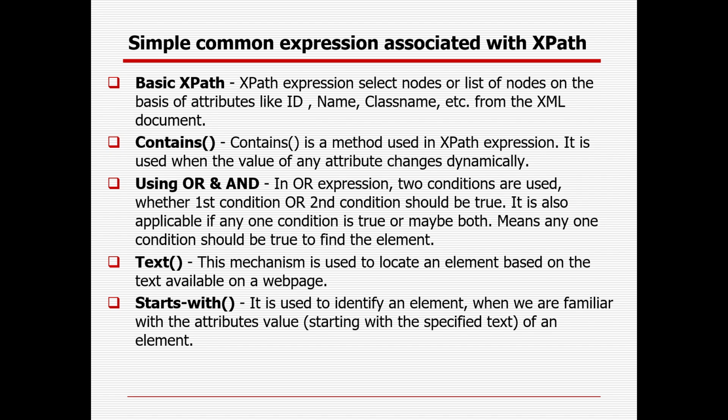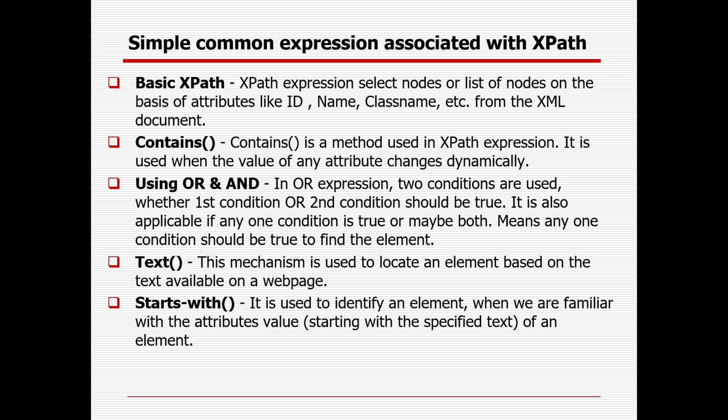In an OR expression, two conditions are used. Whether the first or second condition is true, it is applicable if any one condition is true or maybe both. Any of the conditions should be true to find the element. Whereas AND works only in case both conditions are working. There are instances where with one attribute we are not able to identify the element, so we can use two attributes. Within these two attributes we can uniquely identify the element, so we can use an AND expression.